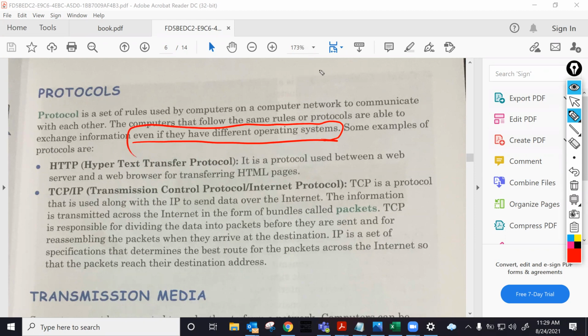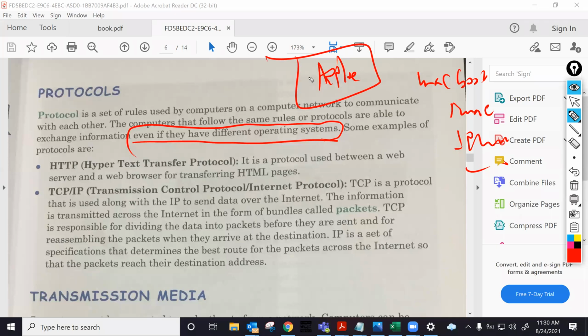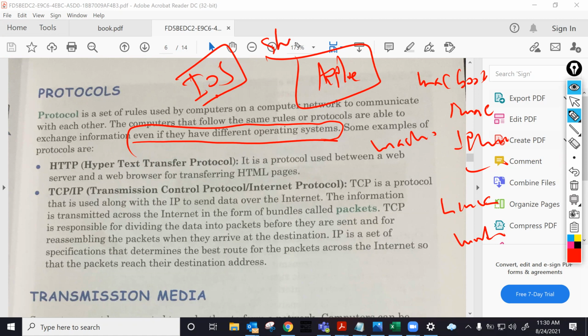So Apple, MacBook, iMac, iPod, iPhone, they have a different operating system. They have iOS, that is Macintosh OS. So Macintosh is different from Linux or Windows. Even so, they are following the same standard. Because of that, they can communicate. Okay. Got it? Yes, sir. Very good.